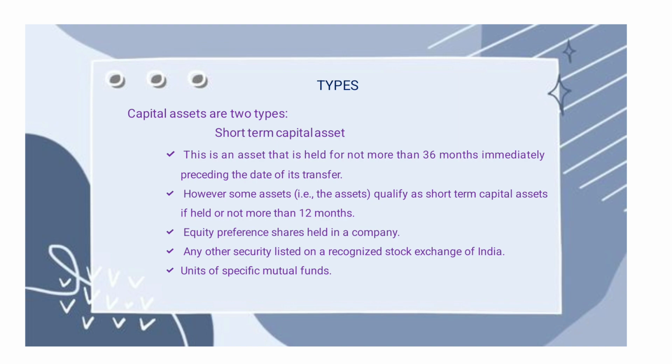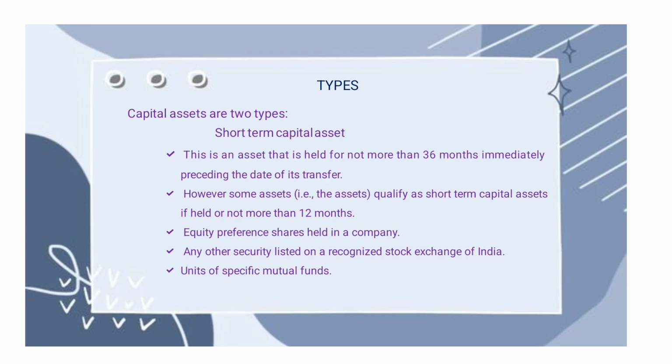However, some assets qualify as short-term capital assets if they are held for not more than 12 months. For example, equity or preference shares held in a company or any other security listed on a recognized stock exchange of India and units of specified mutual funds. These capital assets are considered short term if held for not more than 12 months. If held for more than 12 months, or more than 36 months for other assets, it is called a long-term capital asset.